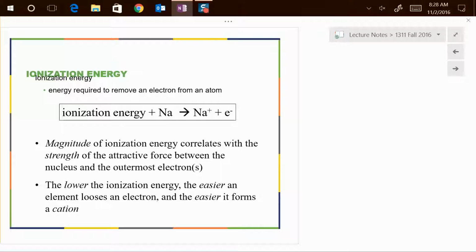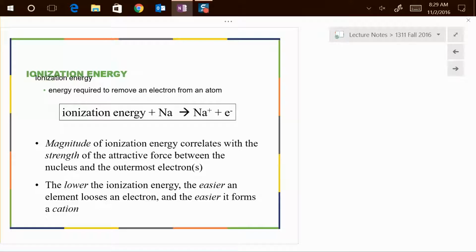These guys hold on to their electrons tightly. They have high ionization energy. These non-metals have high ionization energies. And as you move all the way over here, they have low ionization energies. They will lose those electrons with just a little amount of energy. So the ionization energy decreases as I move away from fluorine.